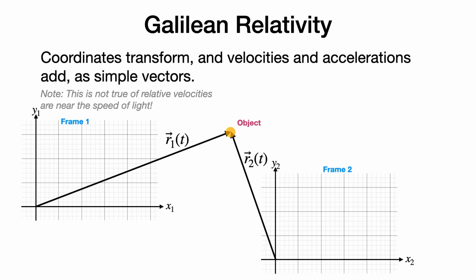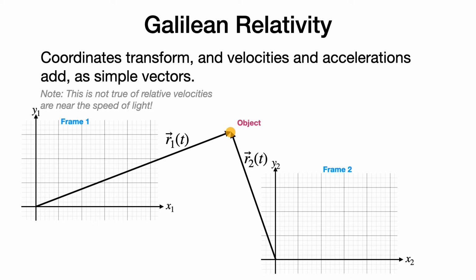More mathematically, this is all handled through what is called Galilean relativity. This simply says that the coordinates transform and velocities and accelerations add as simple vectors. Now I'm saying this is Galilean relativity because in reality this is not exactly how things behave. If you travel near the speed of light, then velocities and accelerations behave in a very different way. Now we're not going to go into all of this, and as long as you're not traveling anywhere close to the speed of light, Galilean relativity is a very, very good approximation. So this is what we're going to consider.